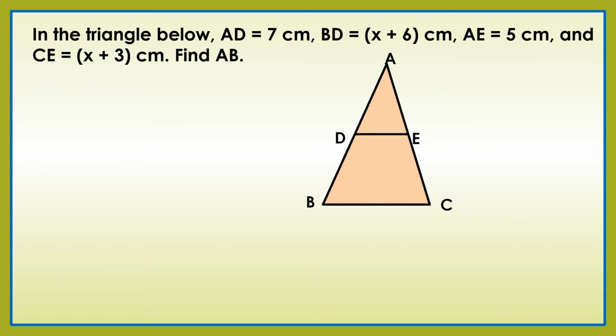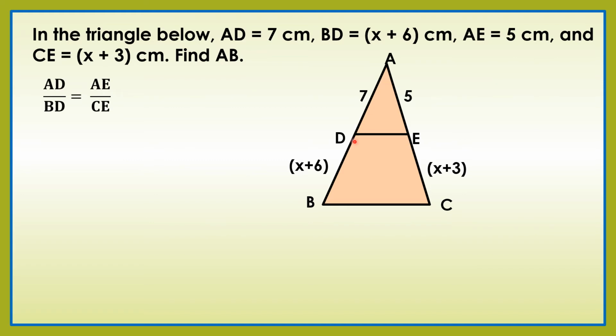Let's have another example. In the triangle below, AD is equal to 7 centimeters, BD is equal to x plus 6 centimeters, AE is equal to 5 centimeters, and CE is equal to x plus 3 centimeters. Find AB. So, let us label the given figure. Our AD is 7, our BD is x plus 6, our AE is 5, and CE is x plus 3. Then, let us take the proportional segments.